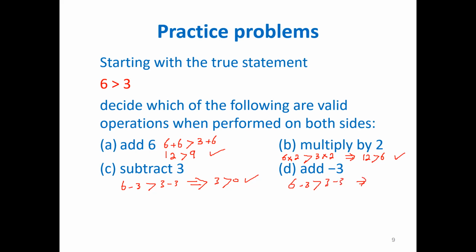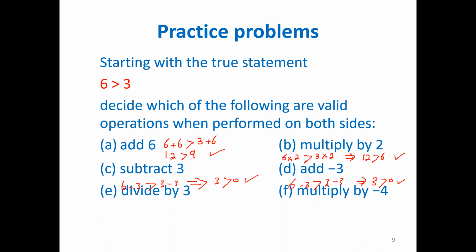So this will give us 3 greater than 0. So subtracting a negative number or adding a negative number, subtracting a positive number or adding a negative number will lead to a true statement. Adding a positive number will lead to a true statement. Multiplying by a positive number leads to a true statement.